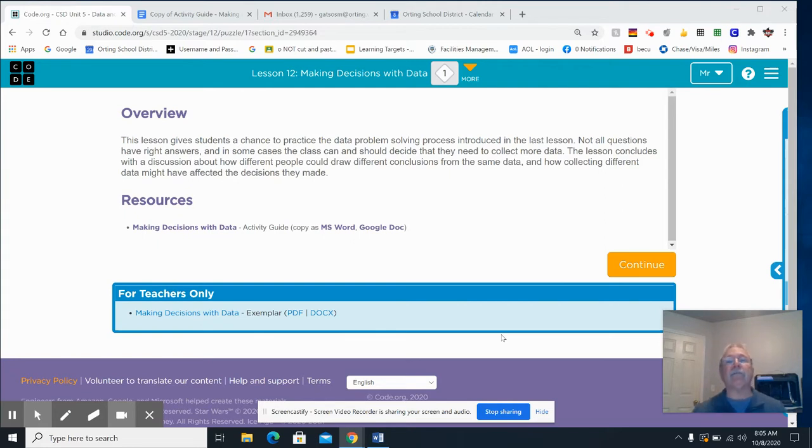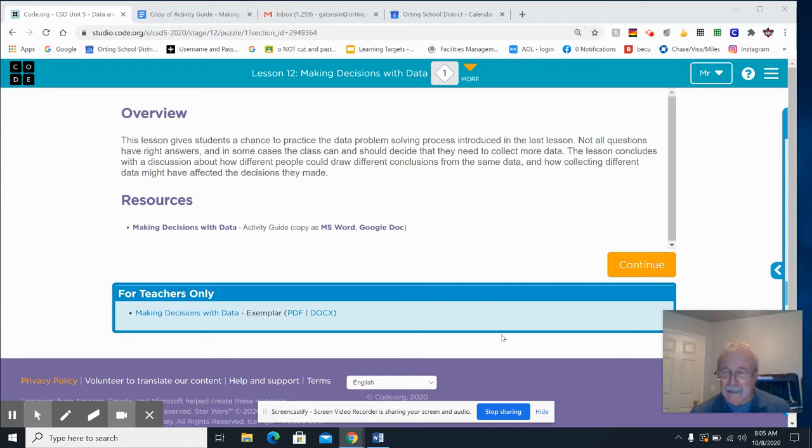Always remember that whenever you are looking at data and you're drawing conclusions, there's not always a right answer for these things. You can have many different answers for the same data that you're receiving. And that's what's fun about collecting data and using it. You get to make decisions based on what you see and not somebody else. So remember that there's always different conclusions based on the data you get. The lesson concludes with a discussion on how different people could draw different conclusions from the same data. Okay, that's what I just said.